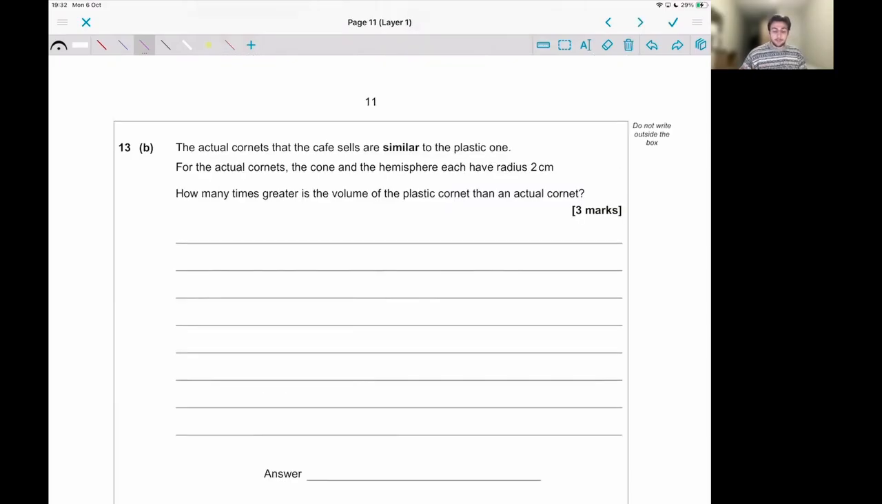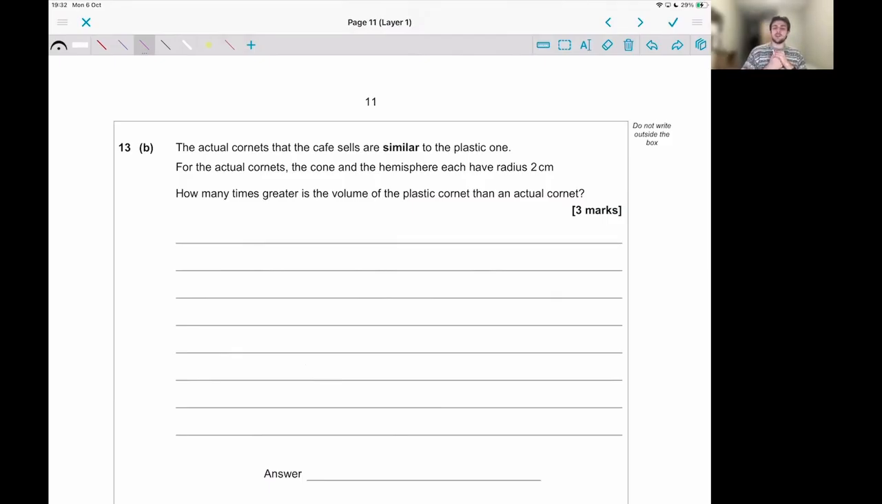All right. So for part B, then, we're told the actual cornets that the cafe sells are similar to the plastic one. Similar here, they've made in bold. What does that mean? Similar means mathematically similar. It means that the object has all the same proportions. It just might be smaller.